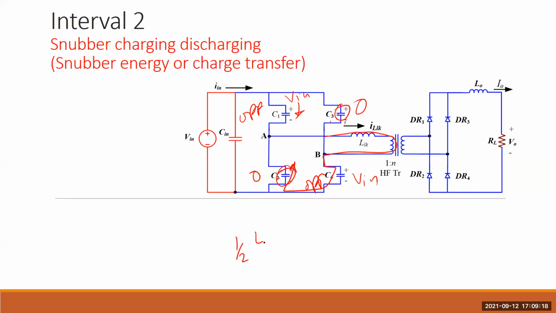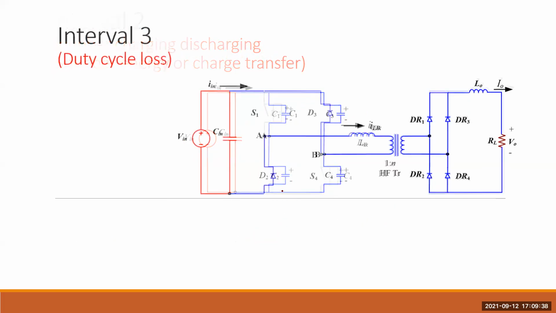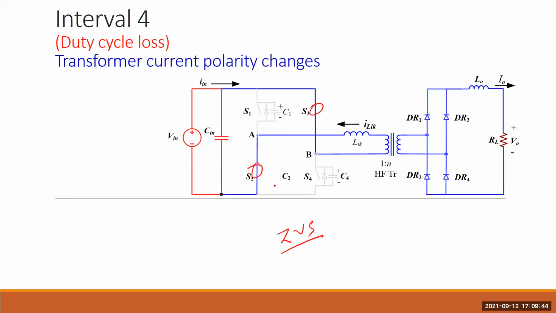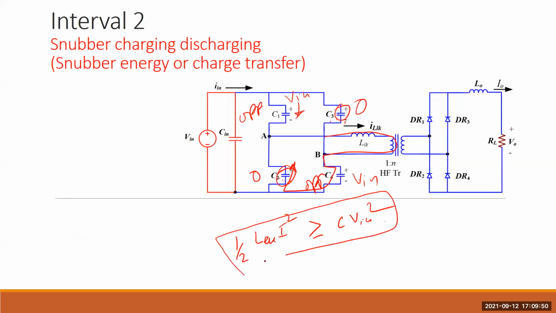So this energy stored, half L I square, should be higher than C V in square. If it is higher, then of course diode conduction will also happen. And if it is equal, then after discharge, the switch turn on will happen immediately. So when this energy is high, you are assuring ZVS all the time, despite anything. And what happens is that the input voltage also changes.